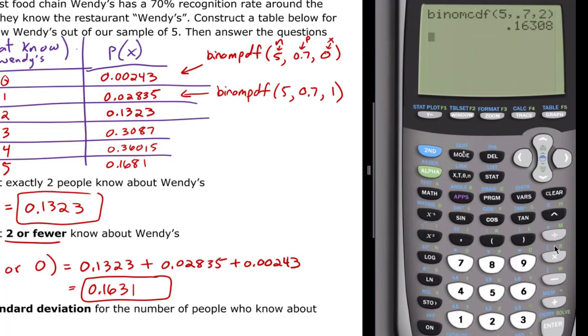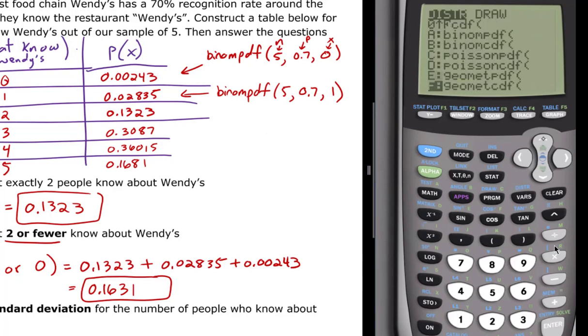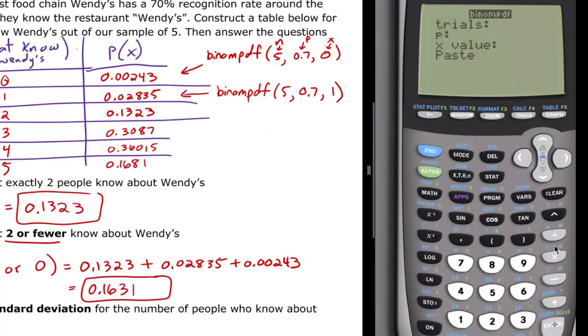So I just went back to the home screen. You can clear off everything on your calculator screen if you want to. Go to binomial PDF, so second, vars, and then scroll to A, wherever it's at, binomial PDF. Now put in your number of trials. We have 5 people that were asked about Wendy's. Put in 0.7. But where it says X value, leave that blank and go to paste.